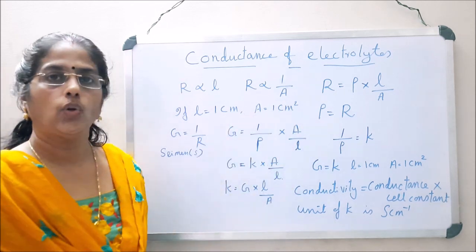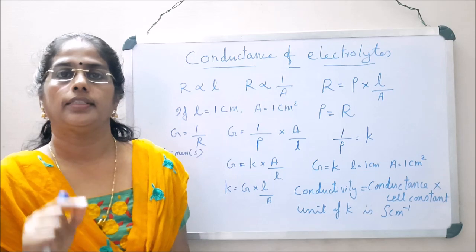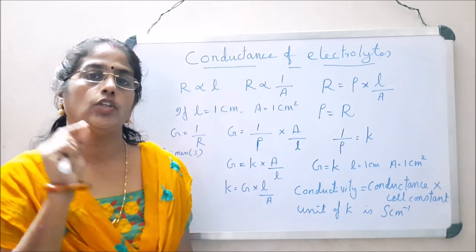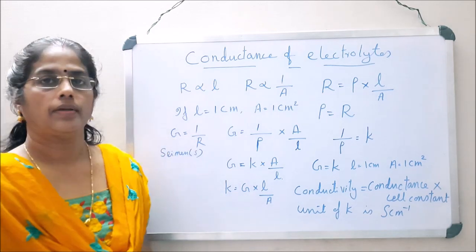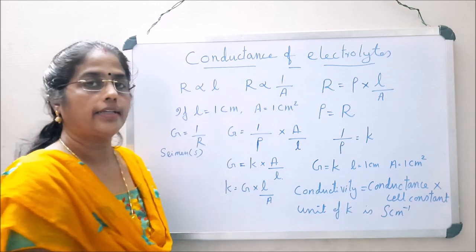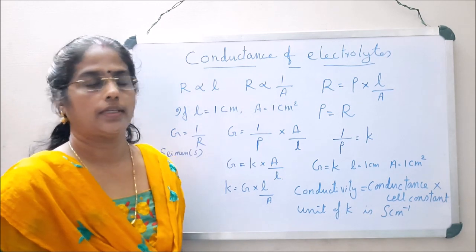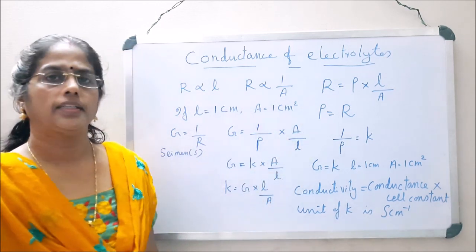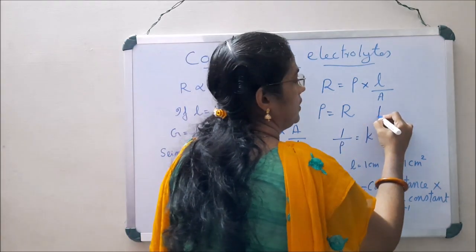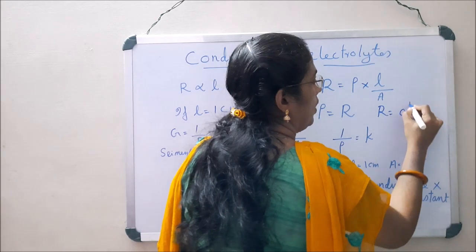Then, as we know, the conductance is the reciprocal of the resistance. The conductance is denoted by the letter G. Then G is equal to 1 by R, where R is the resistance of the conductor. The unit of the resistance is ohm. That is, resistance is in the unit ohm.